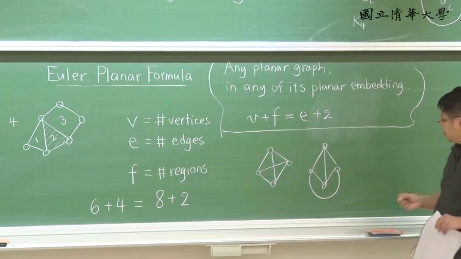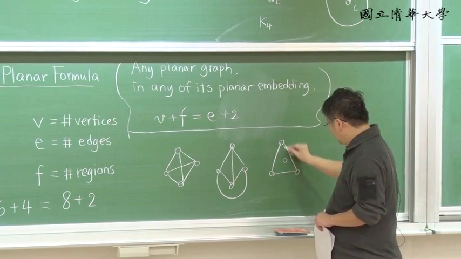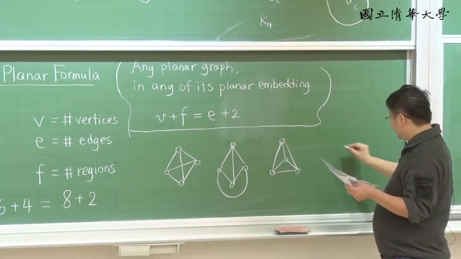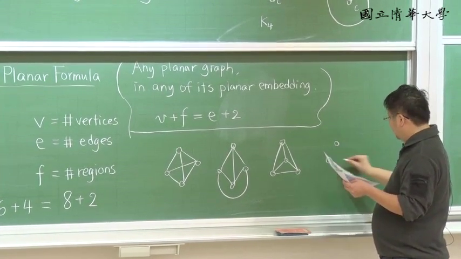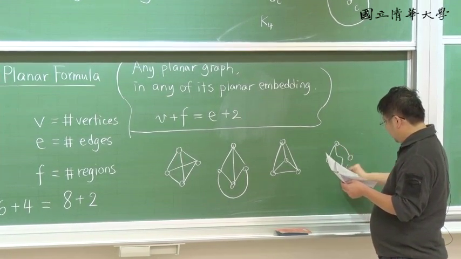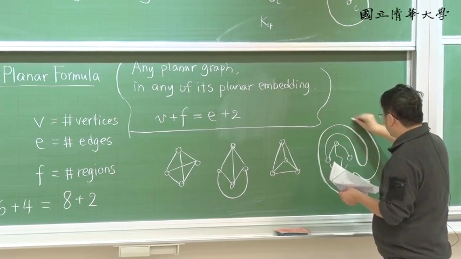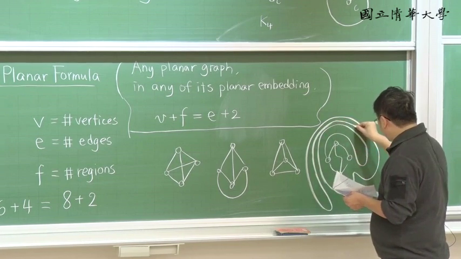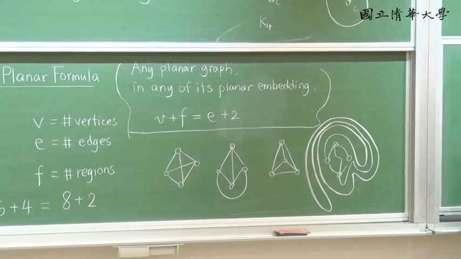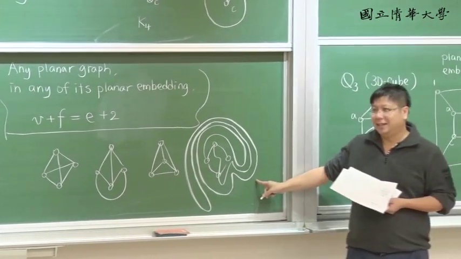Is that okay? We can have another way. This is also possible. We may actually have another way. Okay, this is another way. Is that okay? This is also a planar embedding of the same graph.